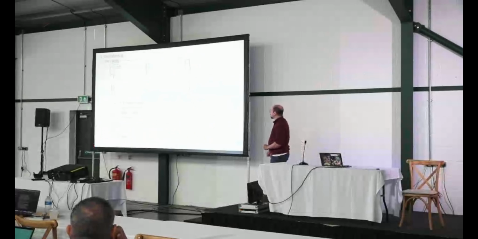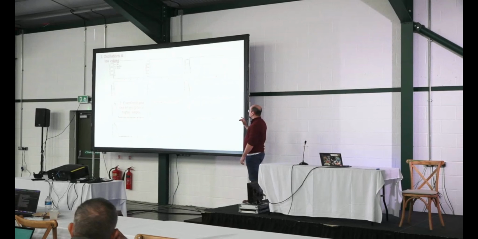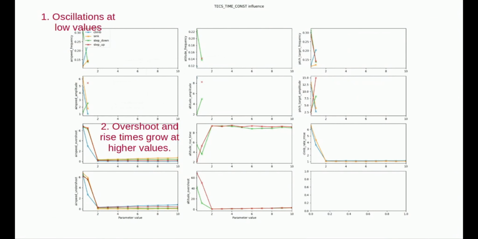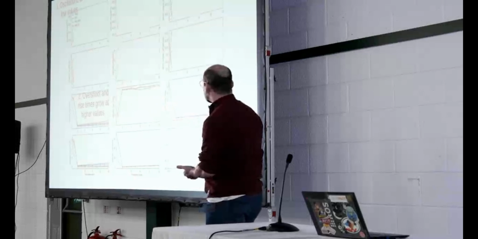So as you can see and expect, when the values are very low, 1 or 2, which are unreasonably small values to put on the TECS time constant, we get oscillation and overshoot, for example in airspeed, and very small rise time, yes, but also quite a bit of altitude overshoot. So this is a first indication that our methodology reflects our expectation a bit.